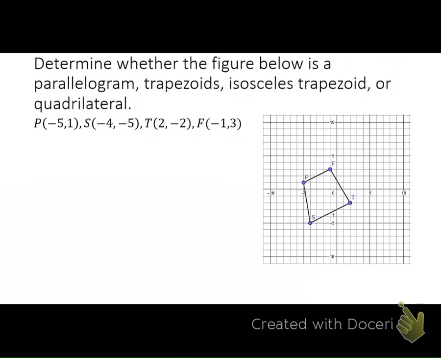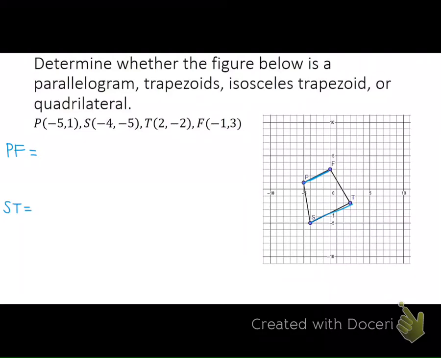Determine whether the following figure is a parallelogram, trapezoid, isosceles trapezoid, or quadrilateral. So first we need to determine our opposite side. So Hayden, give me an opposite side. So we're going to check that PF and ST are parallel. Abby, what's another set of opposite sides? PS and FT. Okay.